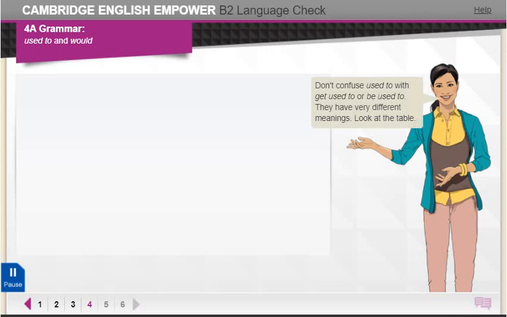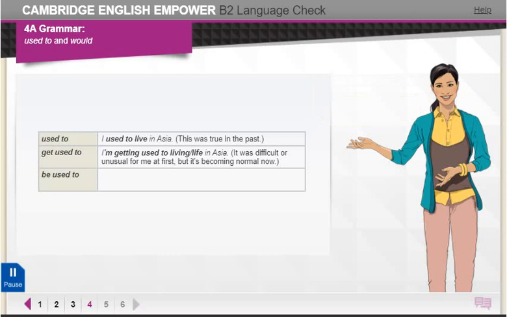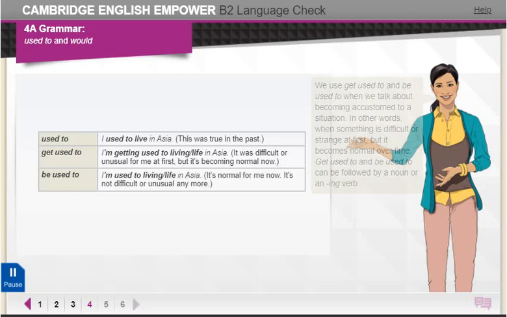Don't confuse used to with get used to or be used to. They have very different meanings. Look at the table. We use get used to and be used to when we talk about becoming accustomed to a situation. In other words, when something is difficult or strange at first, but it becomes normal over time. Get used to and be used to can be followed by a noun or an ing verb.